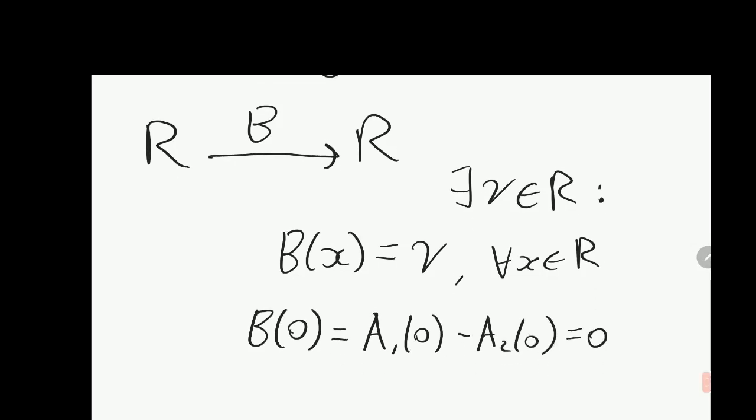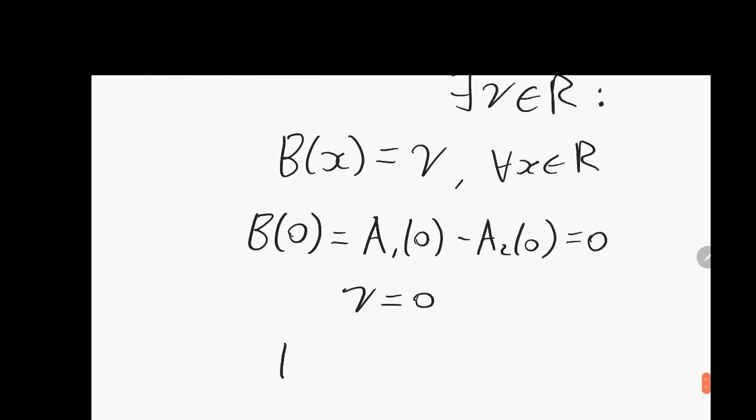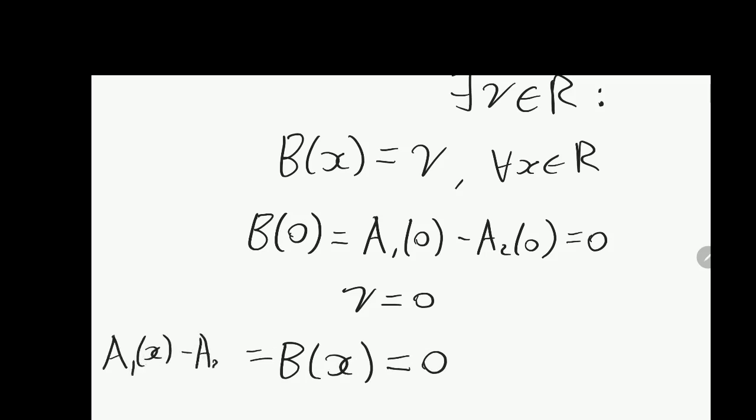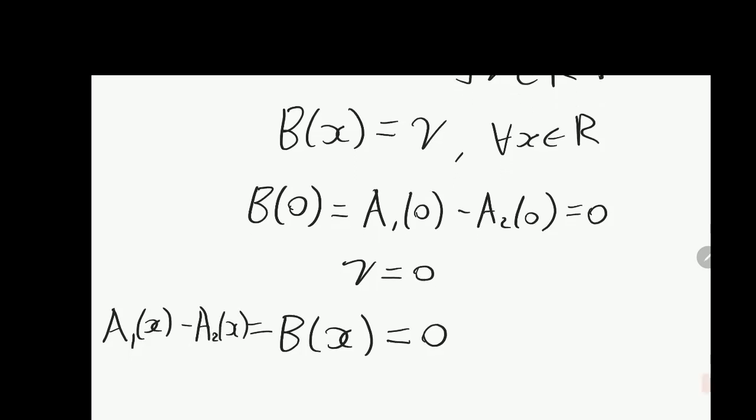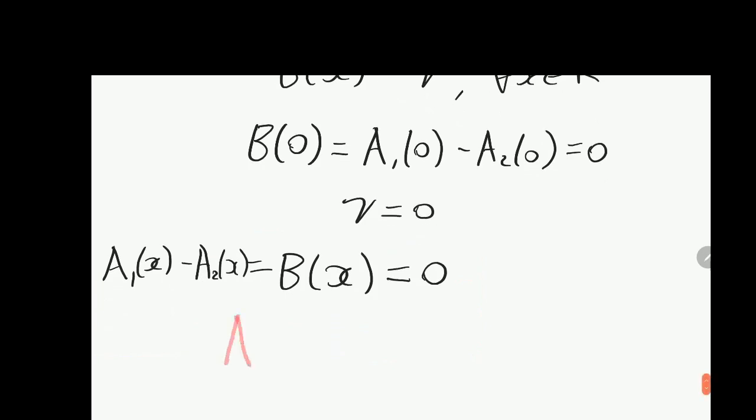We also know that b of 0, which is a1 of 0 take away a2 of 0, is 0. So we've got to have that the value itself is 0. That means that b of x has got to equal 0 for all x. And remember, that's a1 of x take away a2 of x. So now this cute little proof is over, because we've basically got that a1 of x take away a2 of x is 0, and hence we have that a1 of x is equal to a2 of x.